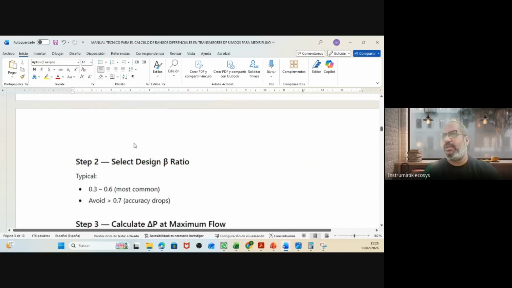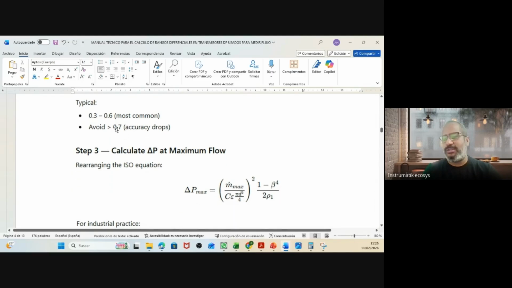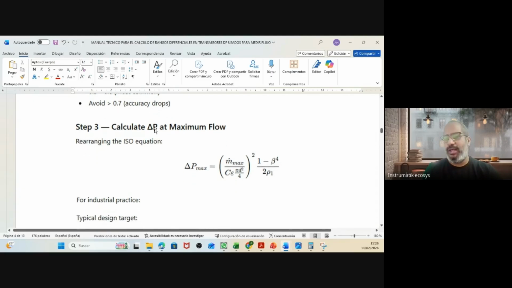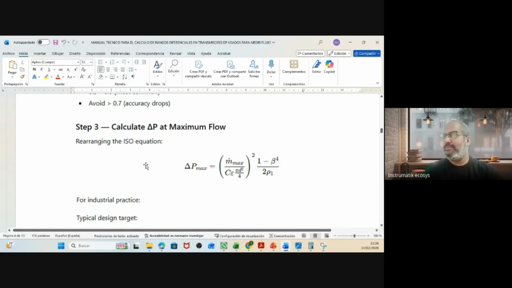First, you have all this data. Then you select the beta ratio. In the case that you don't have the beta ratio initially, you can select a beta ratio between 0.3 and 0.76, which are the most common. Try of course to avoid a beta ratio greater than 0.7 because it's too high. So we are trying to go below 0.7 and higher than 0.1.